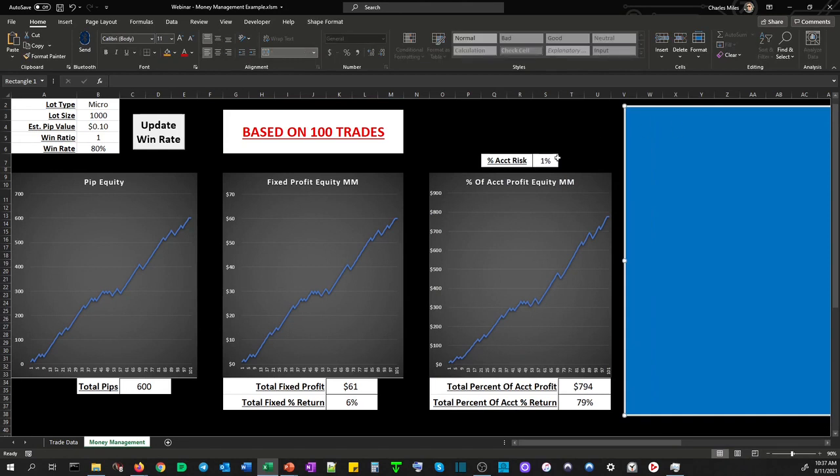Here is the percent risk. Now we're at 1%. I could change this, but 1 to 2% is usually a good place to begin. We would recommend really not going too much above there. Now your total percent profit of the account, total dollar amount based on a percent of account, is $794 and about a 79% return. Again, these are examples. Remember the disclaimer from the beginning. I cannot guarantee you will do this because you still need the profitable trade plan.